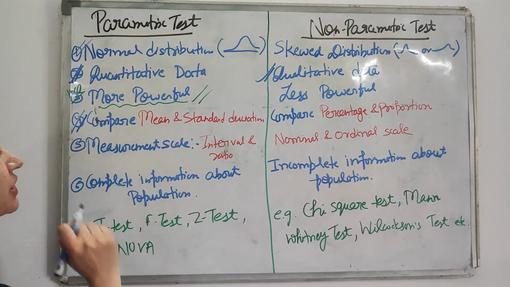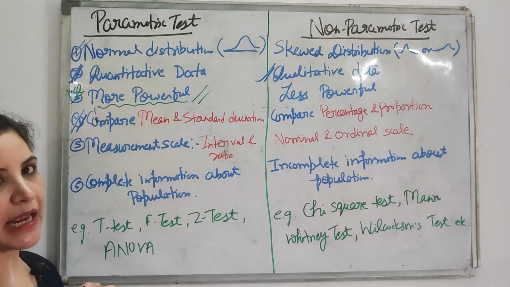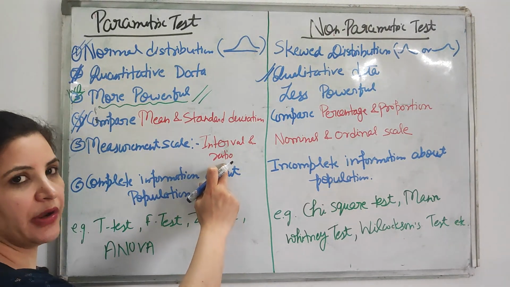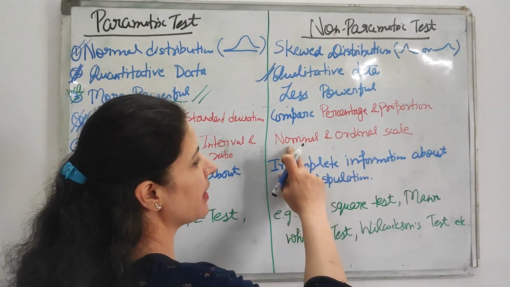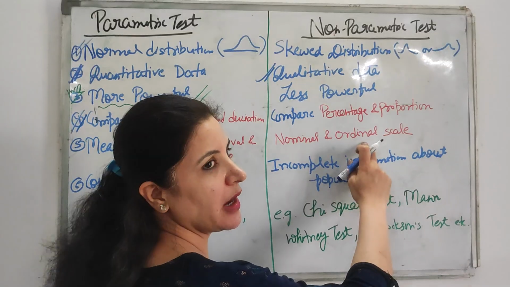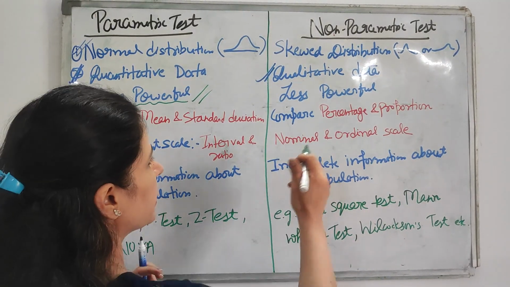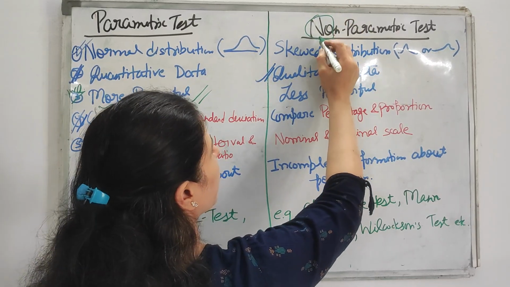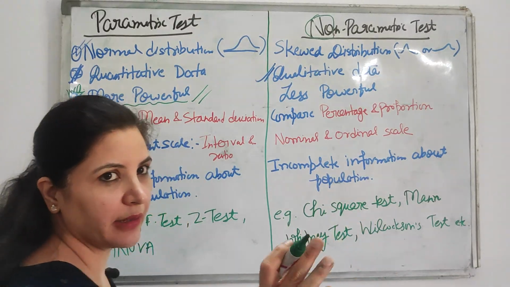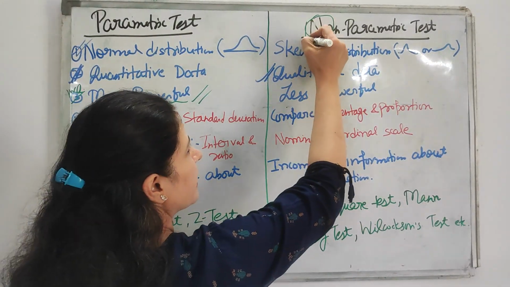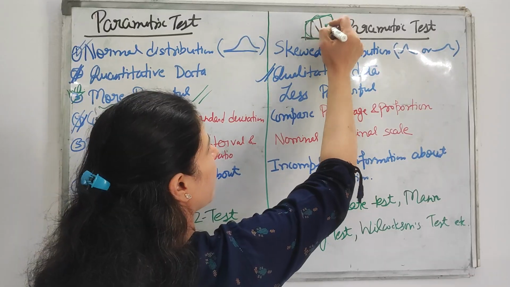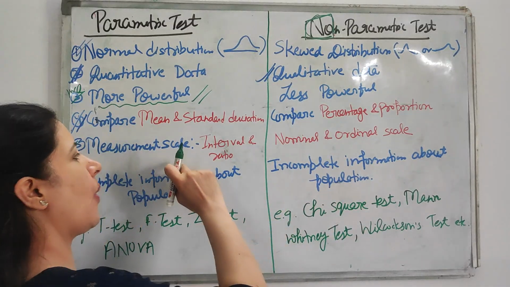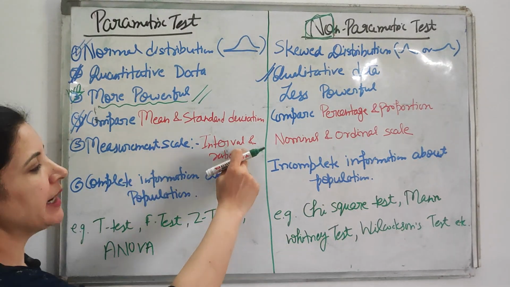Okay. Next difference is what measurement scale you will use in parametric test. In parametric test you will use the interval and ratio. While in non-parametric test you will use nominal and ordinal data. You can remember this trick: non-parametric takes NO. So in non-parametric you will use nominal and ordinal data. By taking these two first alphabets, NO, you can remember that in non-parametric you will use nominal and ordinal scale, while in parametric you will use interval and ratio.